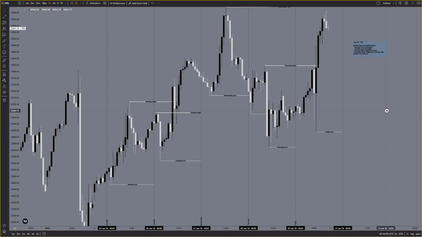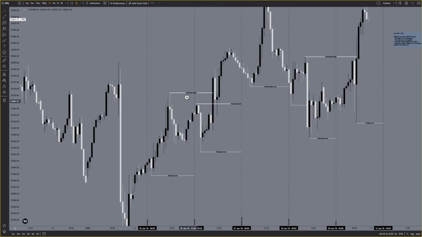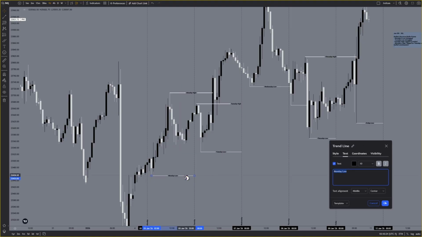Sorry. So the very first thing that we'll see for the day, after you delineate it from Monday to Tuesday, you will pretty much see that we made the low of the day in London session. So this low was made at 2 in the morning. That was the low.